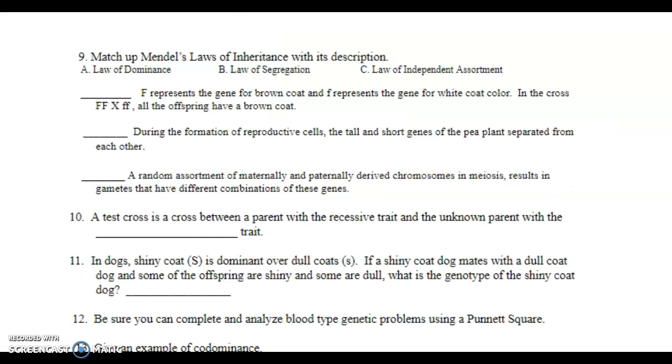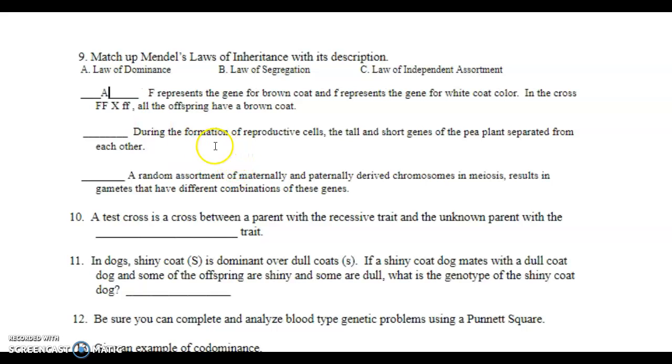And number 9, we're going to match up Mendel's laws of inheritance with their descriptions. And we have law of dominance, law of segregation, and law of independent assortment. And the first one says, big F represents a gene for brown coat and little f represents a gene for white coat. In the cross of big F with little f, all of the offspring have brown coat, so they're all showing that dominant trait. They would all end up being genotypically heterozygous. They would all phenotypically be showing the dominant trait. So that would be A, law of dominance.